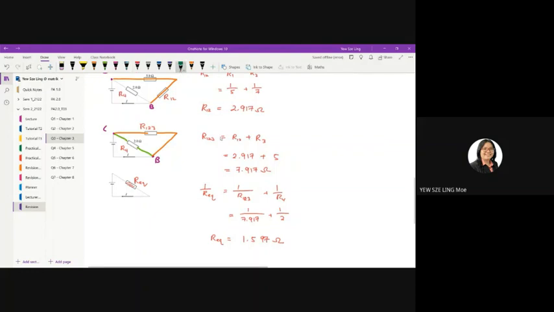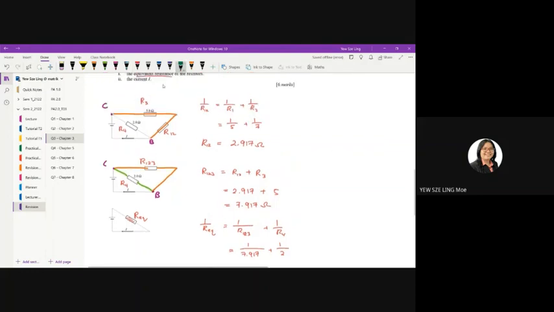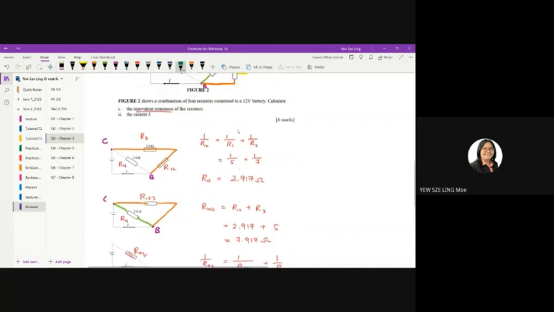So the marks given in this question: if you know that R1 and R2 are in parallel, then you get 1 mark for the concept.